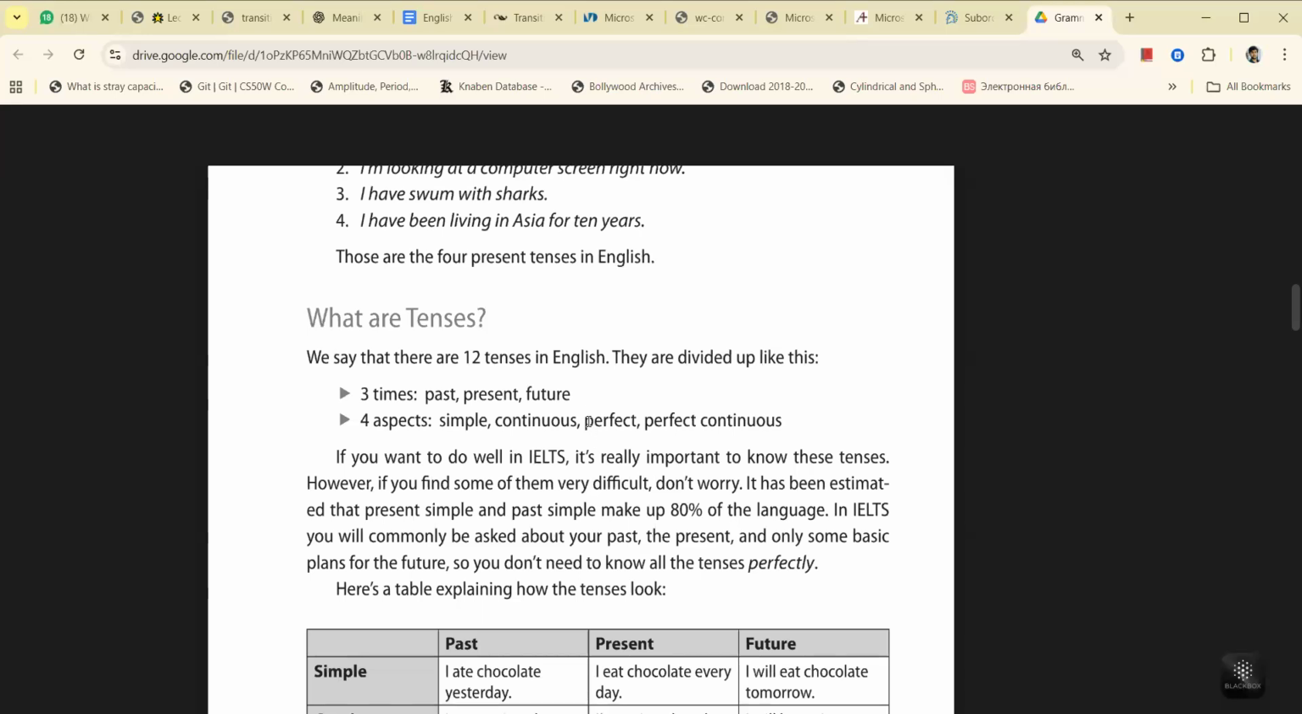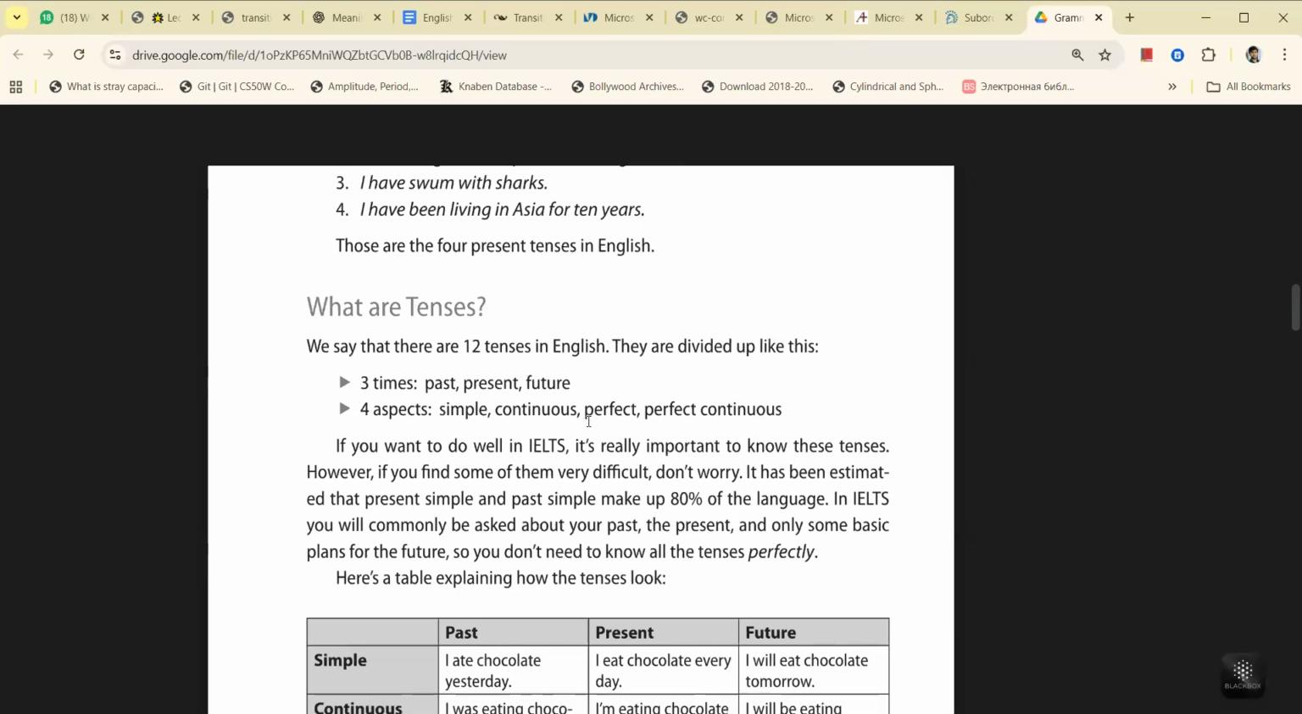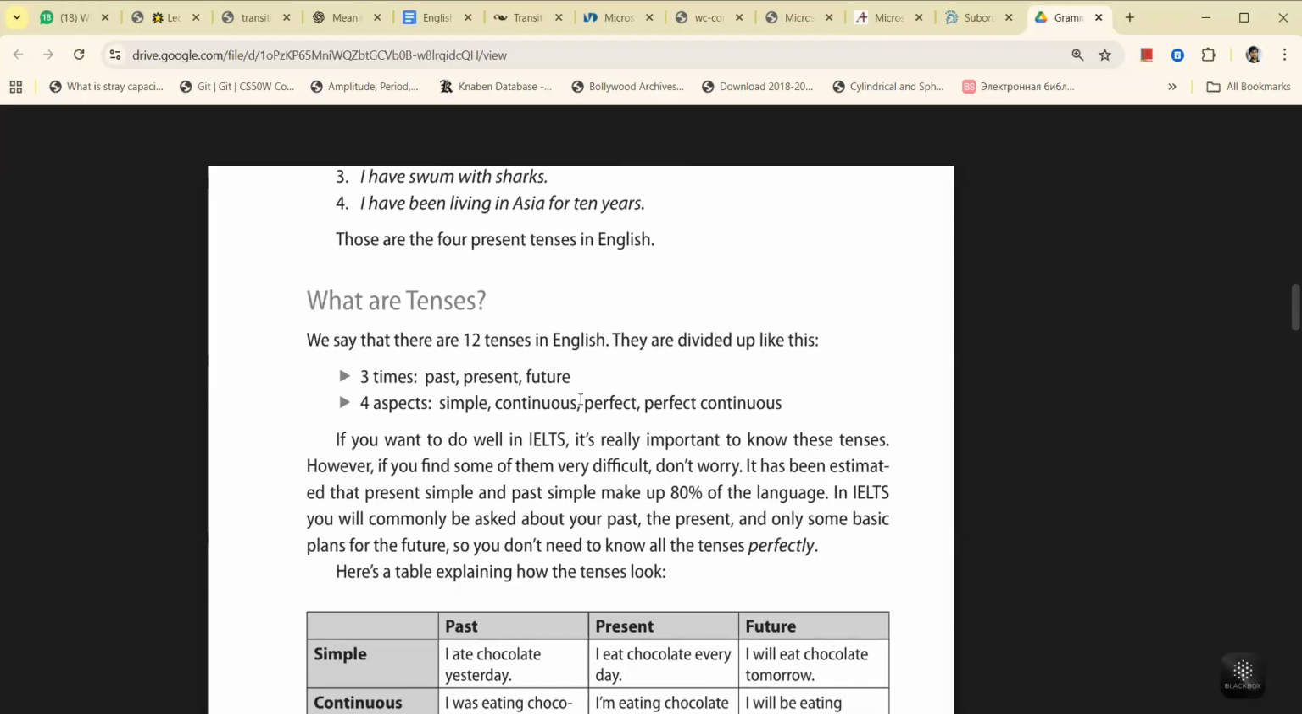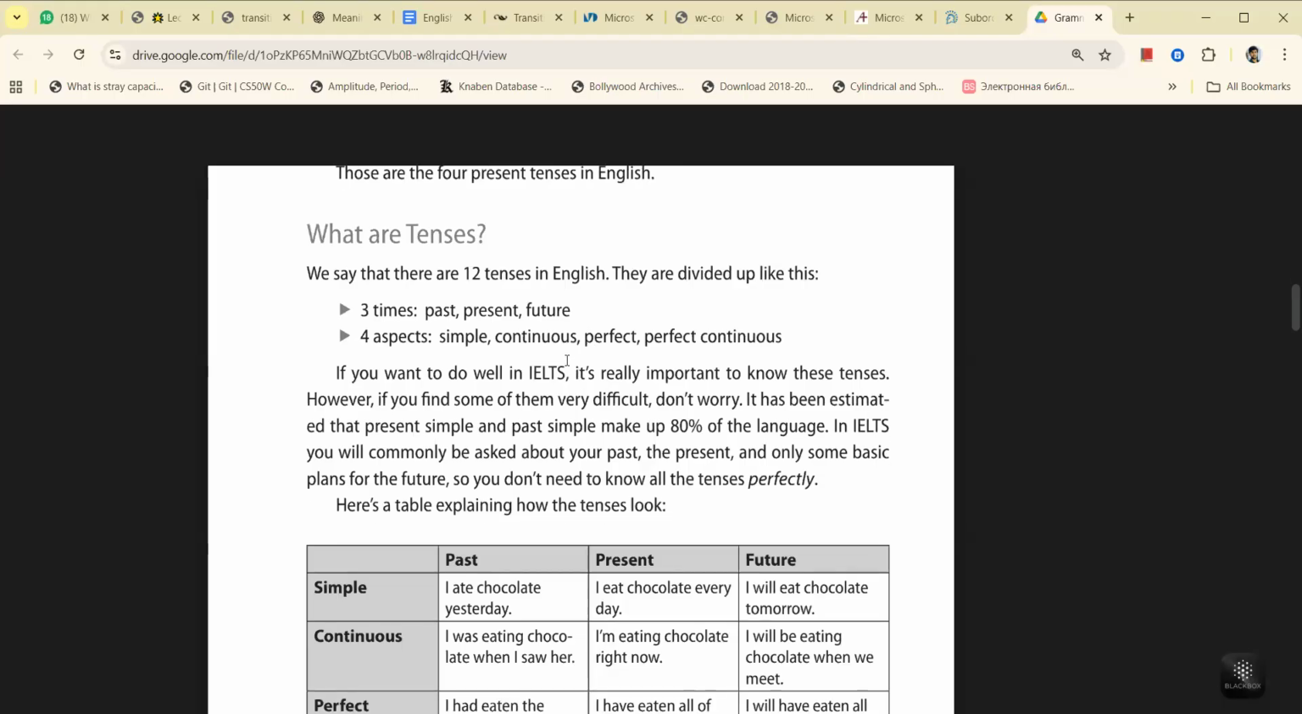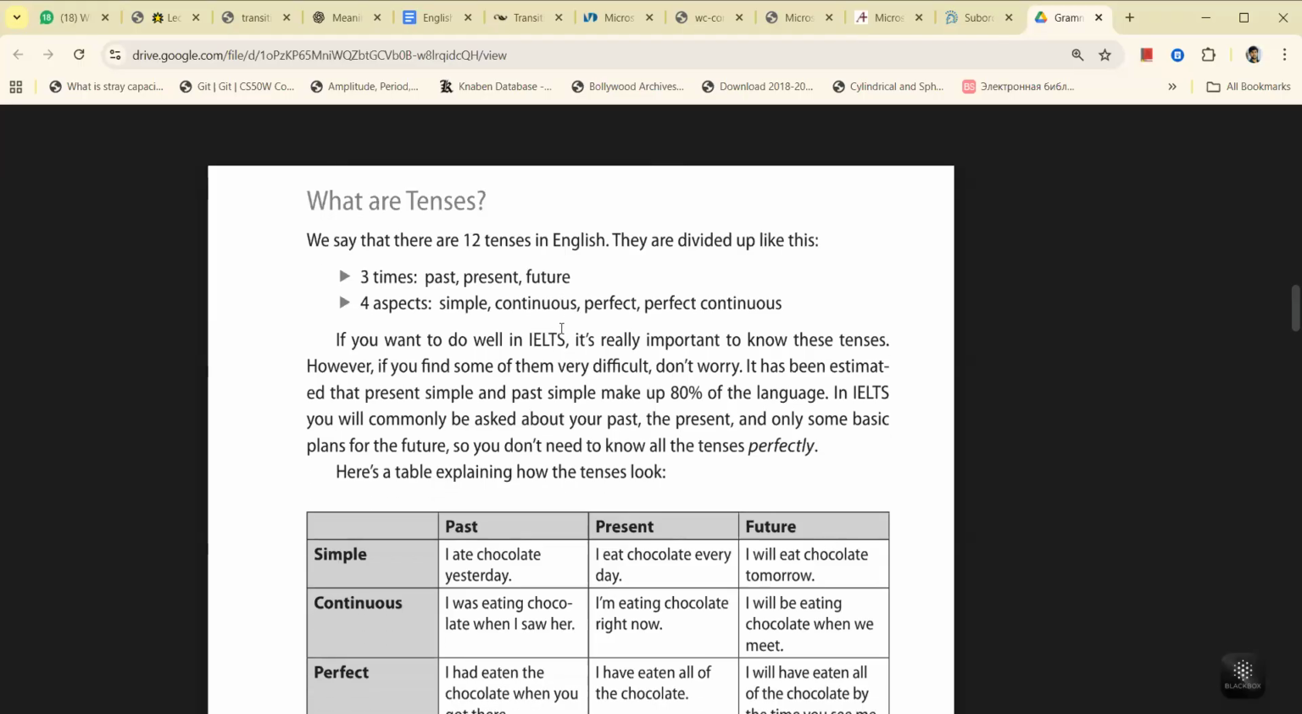What are the tenses? We say that there are 12 tenses in English. They are divided up like this: three times, past, present, future, and four aspects: simple, continuous, perfect, and perfect continuous.